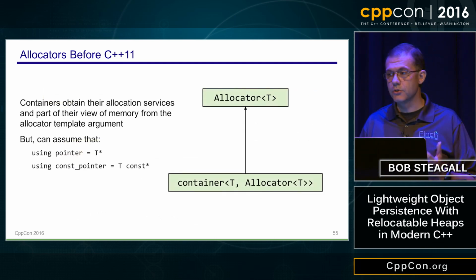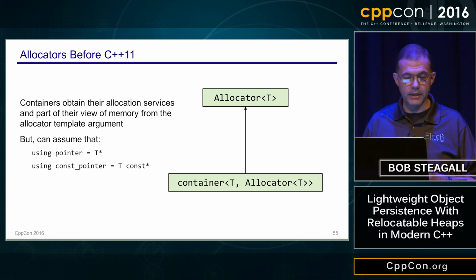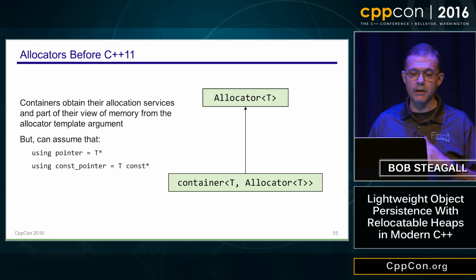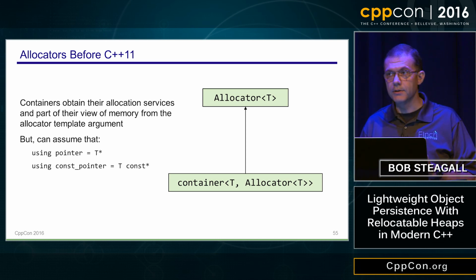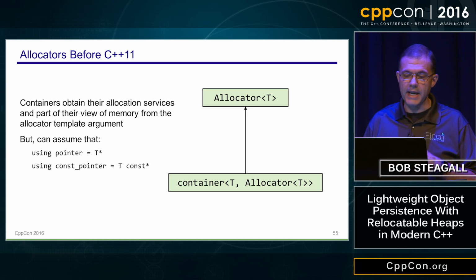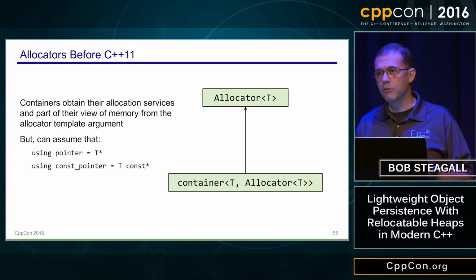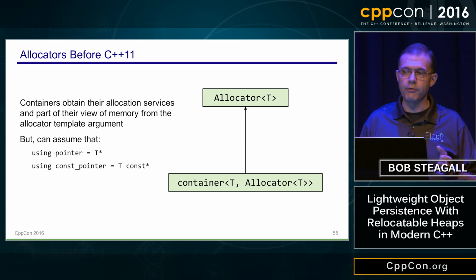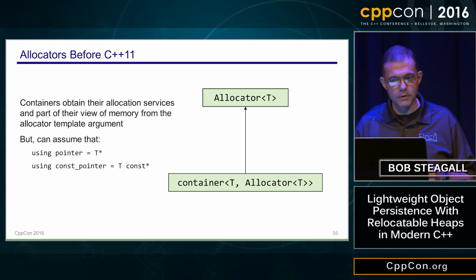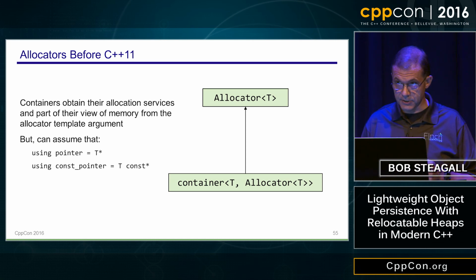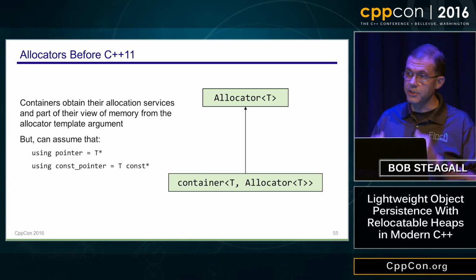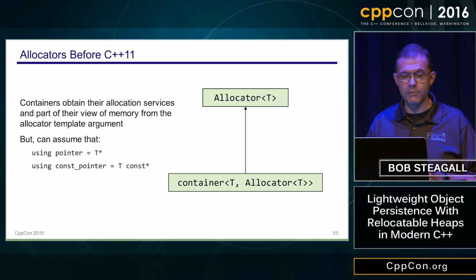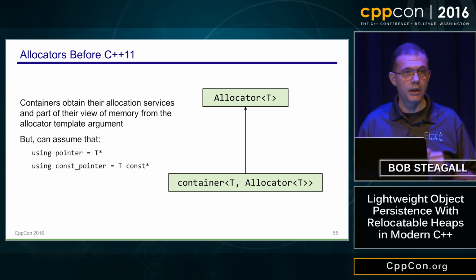Here's a little diagram which sort of represents the old standard's view of a container and its allocator. Containers would obtain their allocation services and part of their view of memory from the allocator template argument. And part of that view of memory includes things like the reference or const reference typedefs, as well as the size type and difference type typedefs. But containers were totally free to assume, and most of them did, that a pointer was a T* and a const pointer was a const T*. Fortunately for us, this changed in C++11.